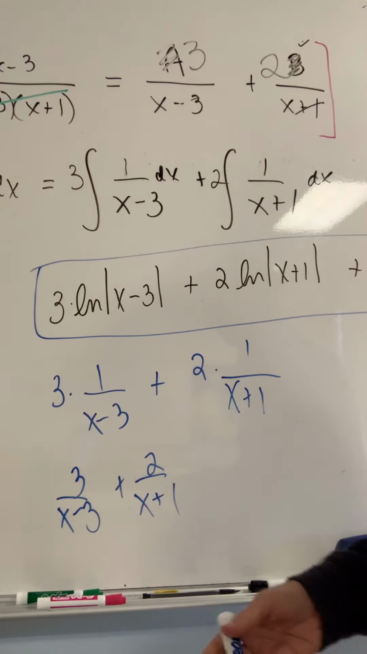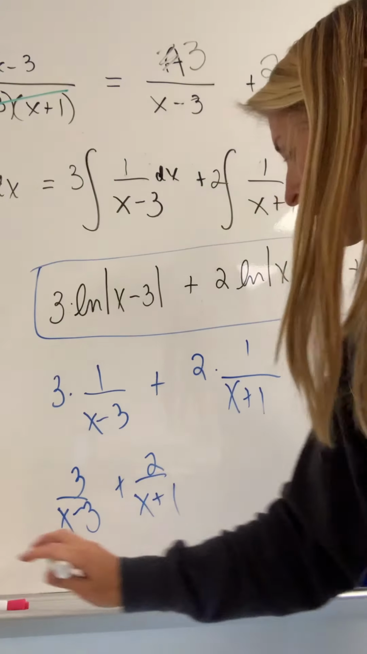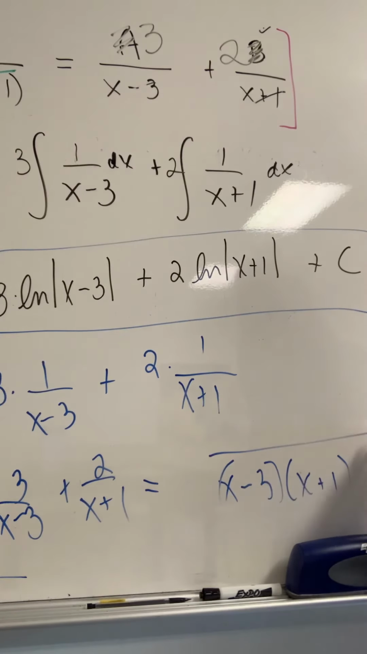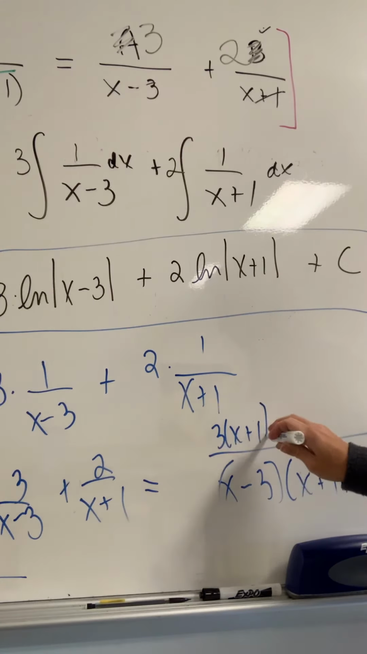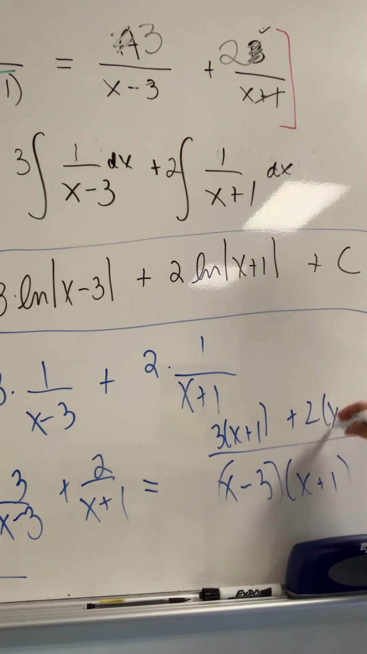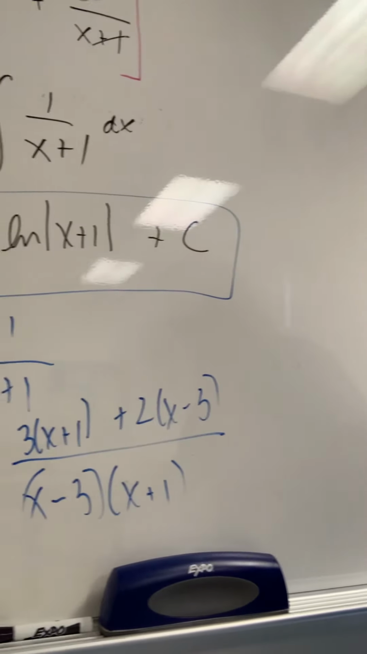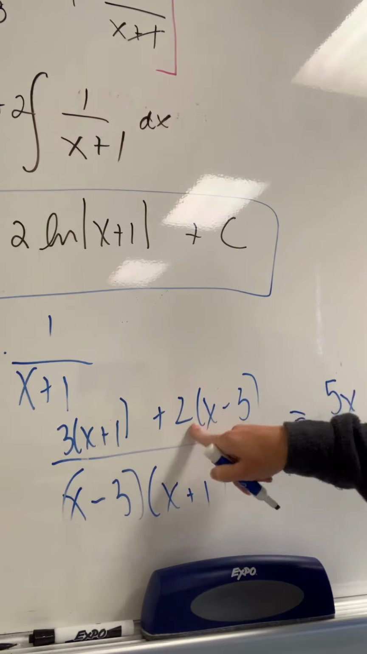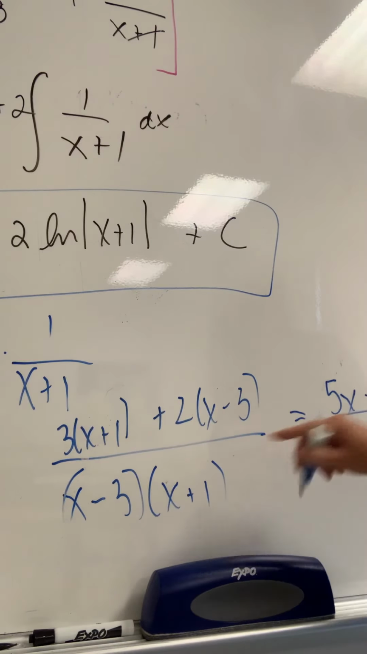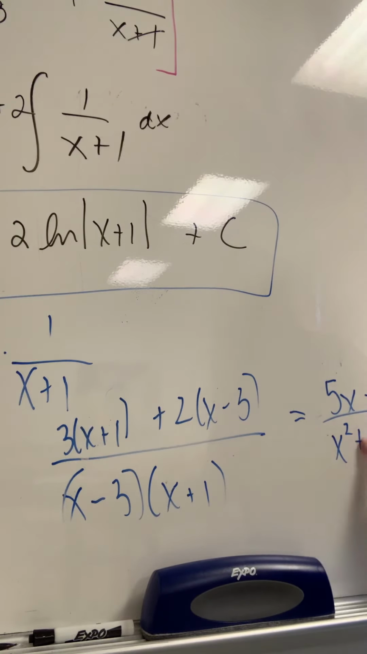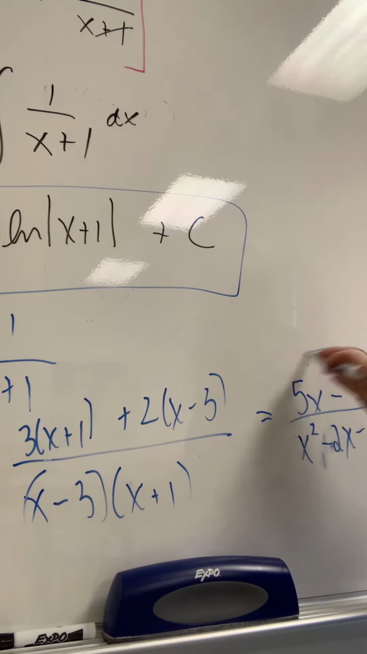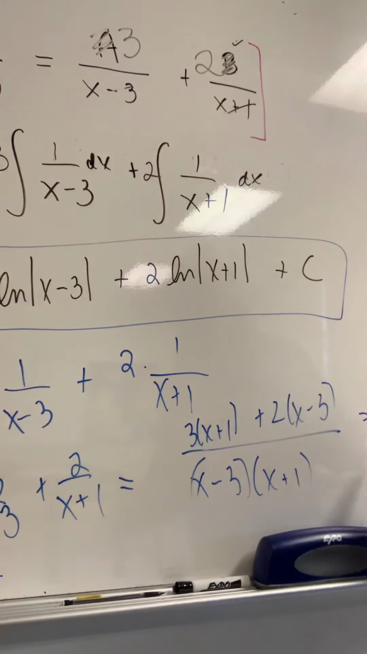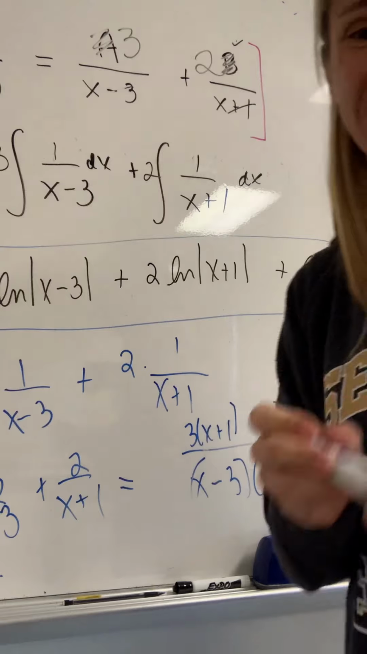And if I wanted to put that all together, I could get a common denominator. My denominator would be x minus 3, x plus 1. On the top, I'd have 3 times x plus 1, plus 2 times x minus 3. If I simplified all that, I'd have 3x plus 2x, so 5x, and I'd have 3 minus 6, so minus 3, over x squared minus 2x minus 3. So if I take my answer and take the derivative of it and put it all back together, I get back to the original. That's partial fractions.